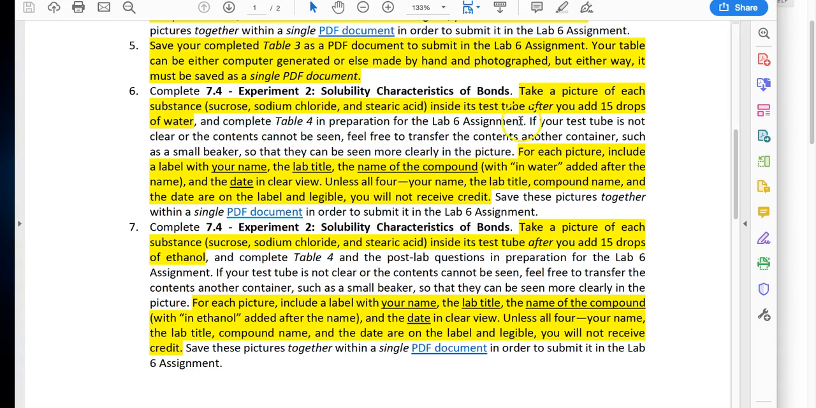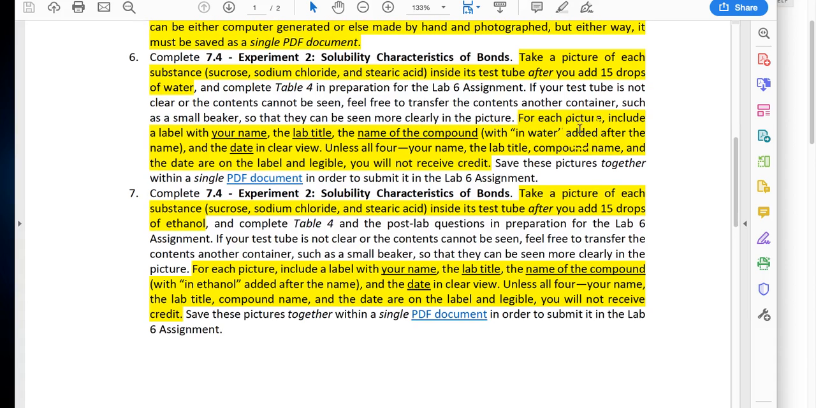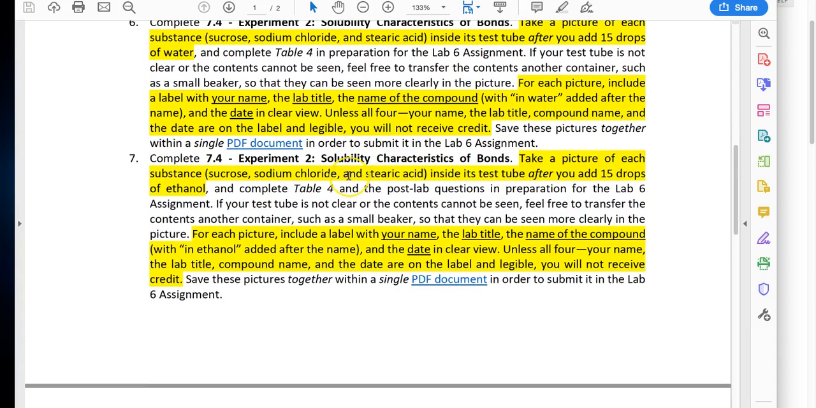Complete table 4 in preparation for this. If your test tube is not clear, I can't see the contents, you can transfer it to another. This usually is not a problem, such as a small beaker, but ideally leave it in the test tube. The solid sucrose plus water will be 1 test tube, sodium chloride plus water another, and stearic acid plus water a 3rd test tube. In each picture, I have to have a label with your name, the title of the lab, and what compound it is, and that it's in water, because you're going to do some other liquids as well. So 3 test tubes labeled with in water written somewhere on them, so I know this is your solubility in water.